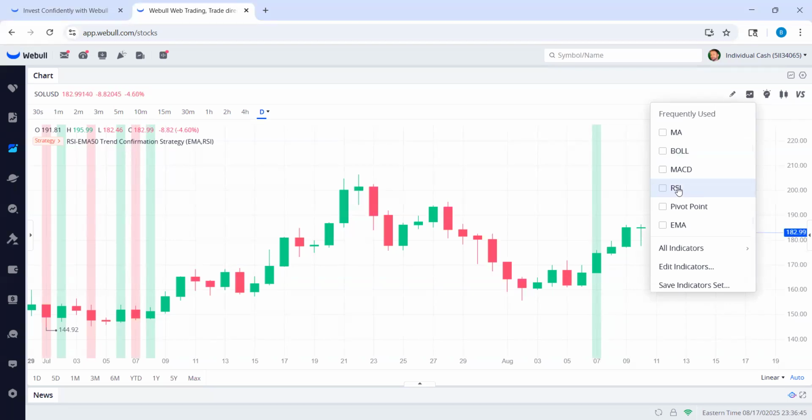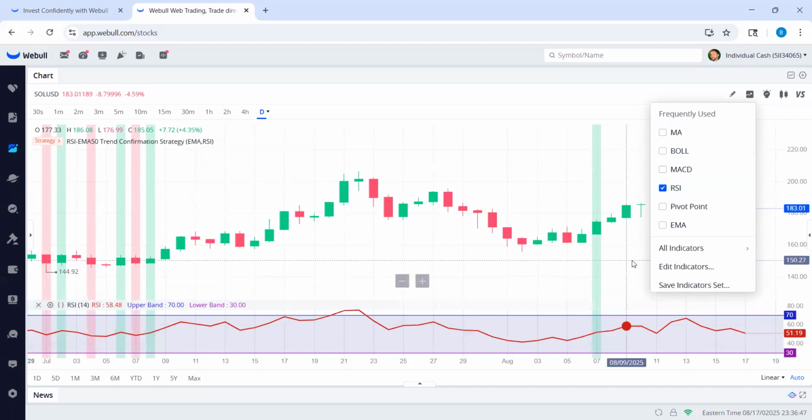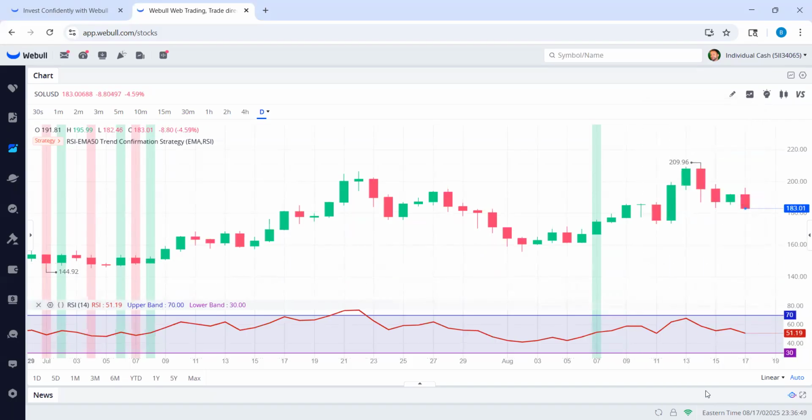First, we're going to use the RSI, that's the relative strength index. Anything over 50 is bullish. Anything under 50 is bearish. Anything at 30 RSI is oversold. Anything at 70 RSI is overbought. Right now, it's in a good range.